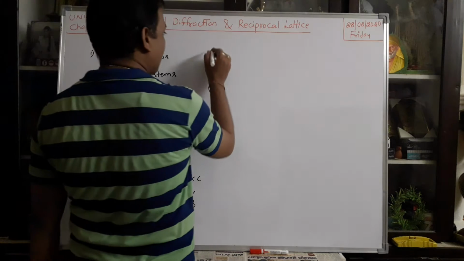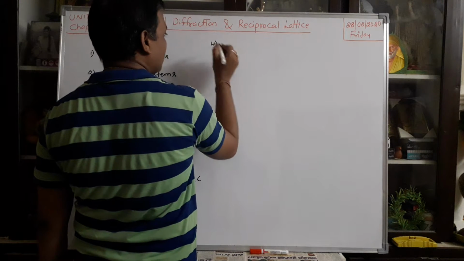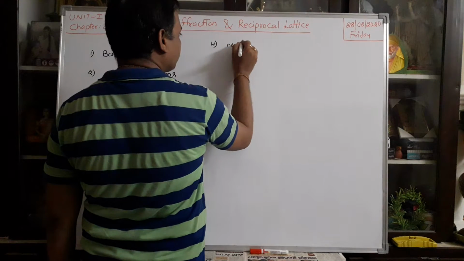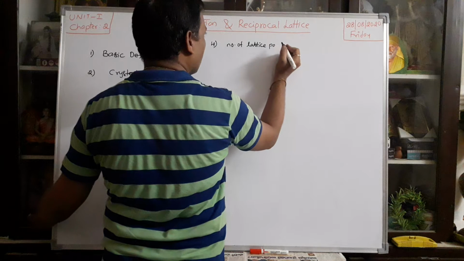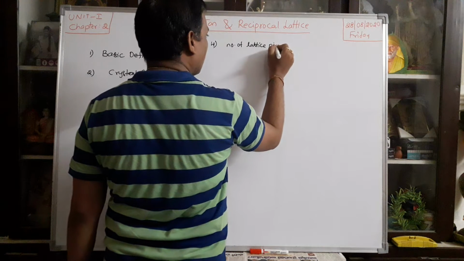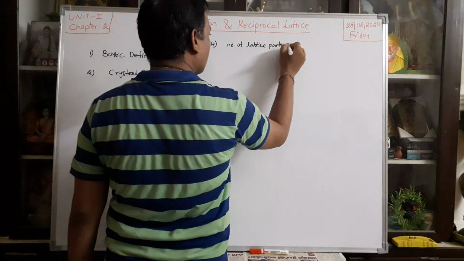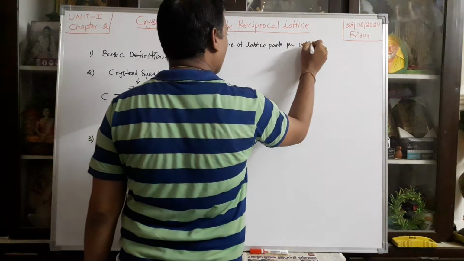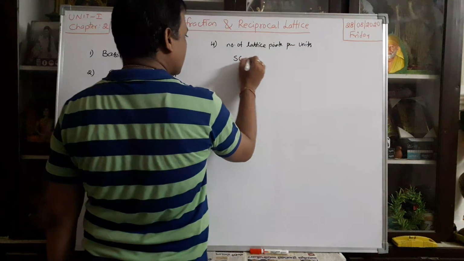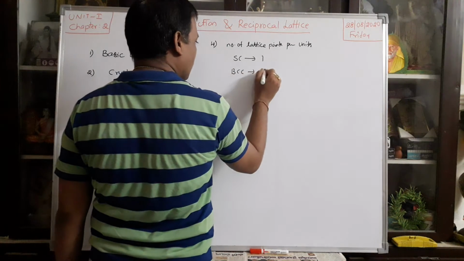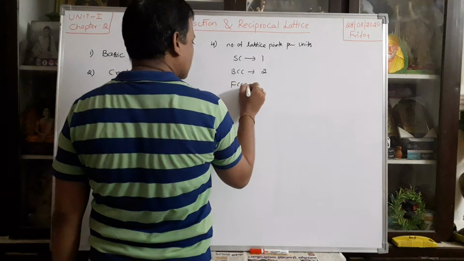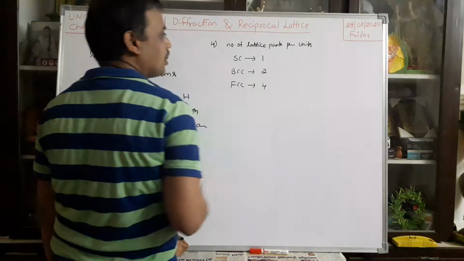After completion of Bravais lattices, we calculated the number of lattice points per unit cell. For simple cubic structure, there is only 1 lattice point. For body-centered cubic structure, there are 2. For face-centered cubic structure, there are 4.